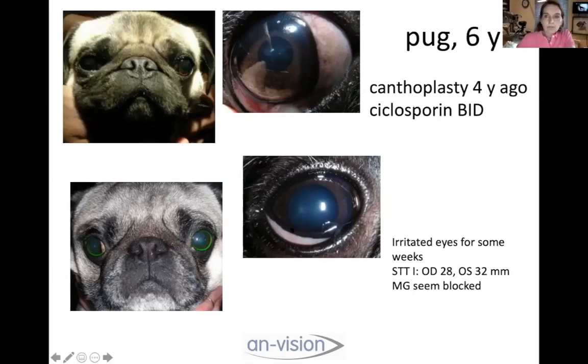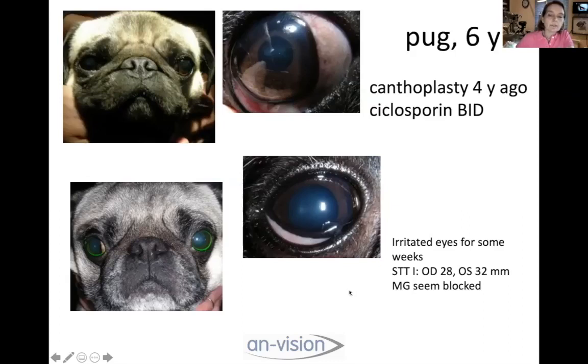So now we have this pug, it's 6 years old. It had canthoplasty, like most of the dogs that come to my place, 4 years ago already, and he was on cyclosporin twice daily since then. The owner was quite happy with the result. This is prior to surgery. This is the situation now. The dog's gotten older. And you see the nasal canthoplasty, typically rounded canthus. And you can see here the eye.